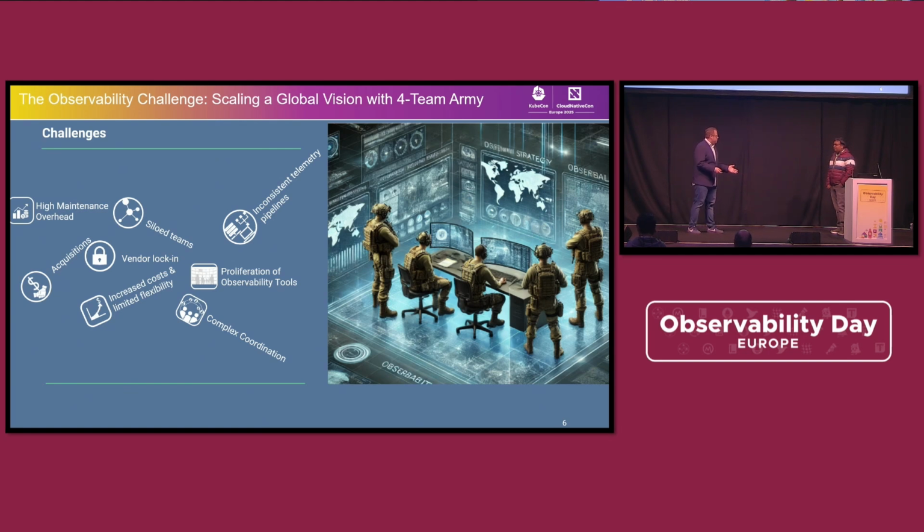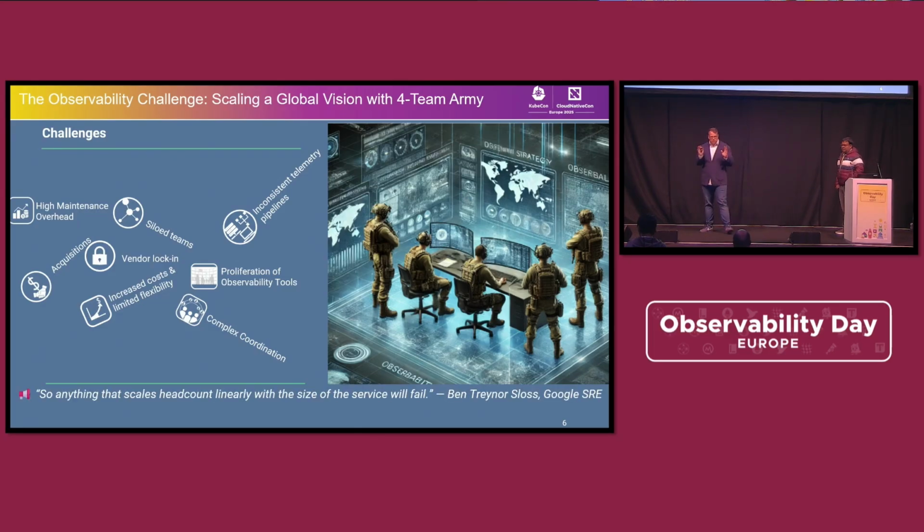So we thought to ourselves, there has to be a better way. We approached this problem both at a technical level and a system level. One of the things that guided us is my favorite quote from Ben Sloss at Google SRE. He said, anything that scales headcount linearly with the size of the service is doomed to fail. I love that. So we said, is it possible for us to build an observability platform that works for everybody at MSCI without having to add more people? Because at the time, we absolutely had to do it. You're at this talk, we're standing on the stage, so you know the answer is yes.